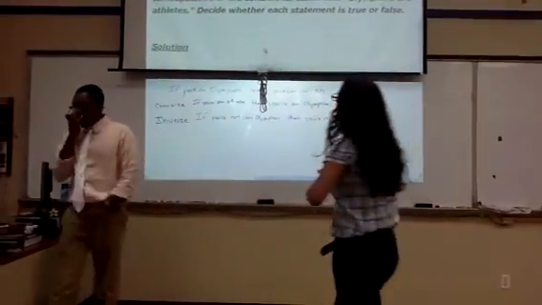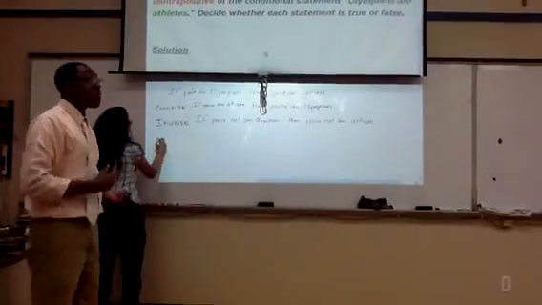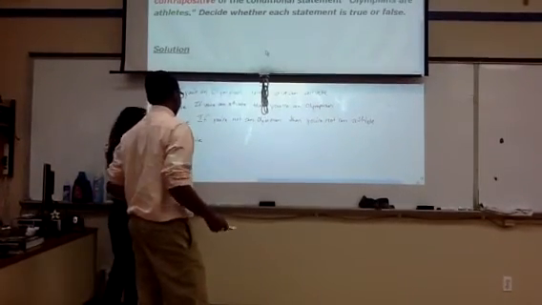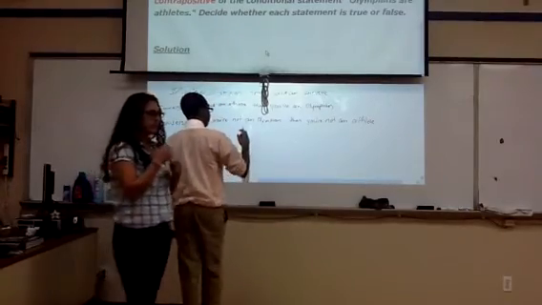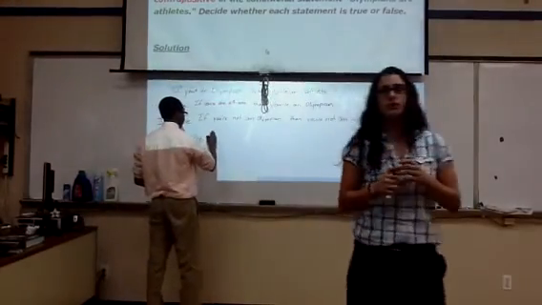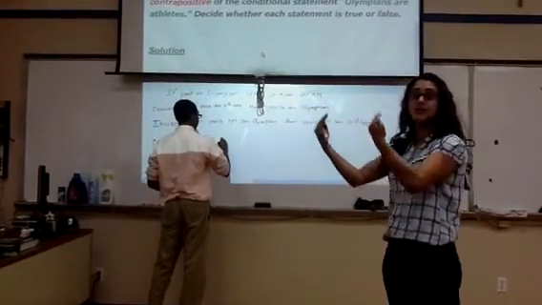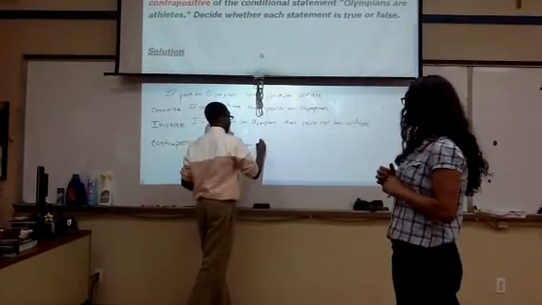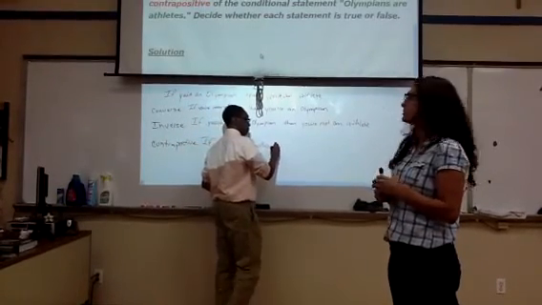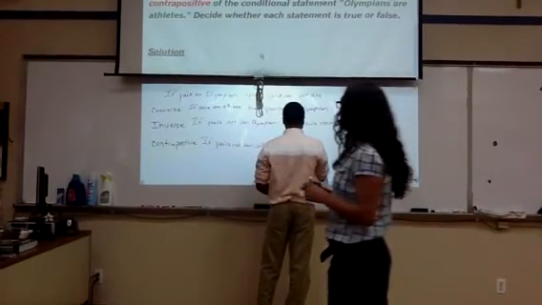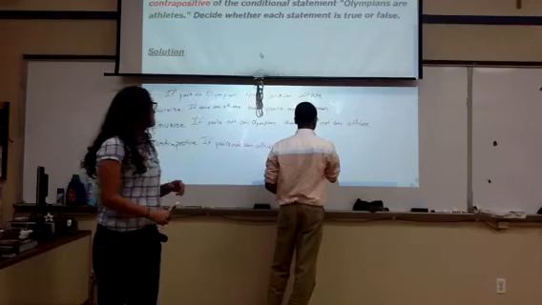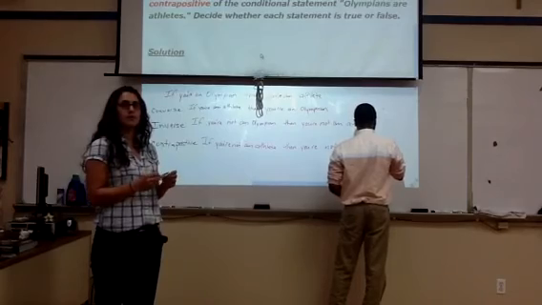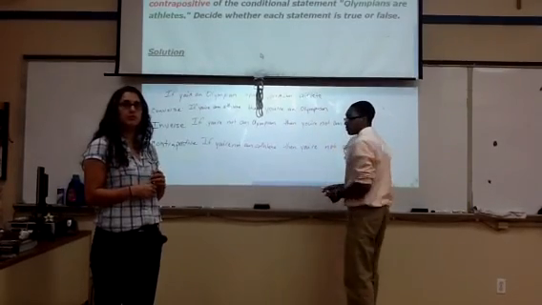And then the last one would be the contrapositive. And what are we doing to the contrapositive? Same thing, but you switch the hypothesis. Very good. So the contrapositive, you could take the converse and just negate it. So the contrapositive would be if you're not an athlete, then you're not an Olympian. So that would be example 2. Thank you.